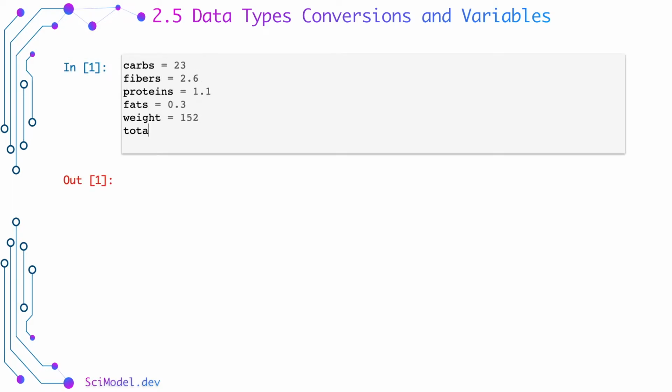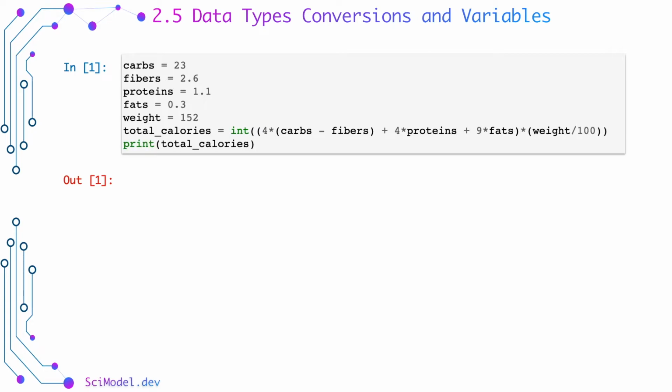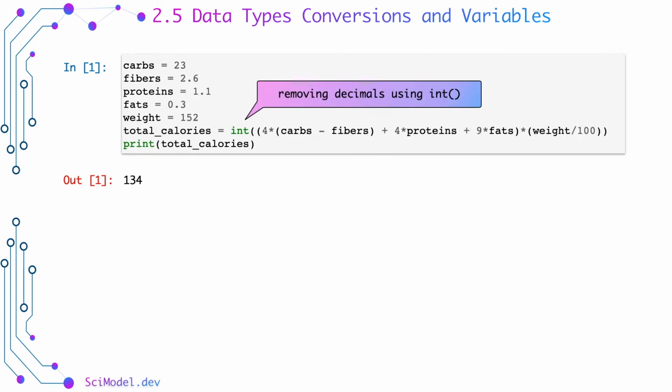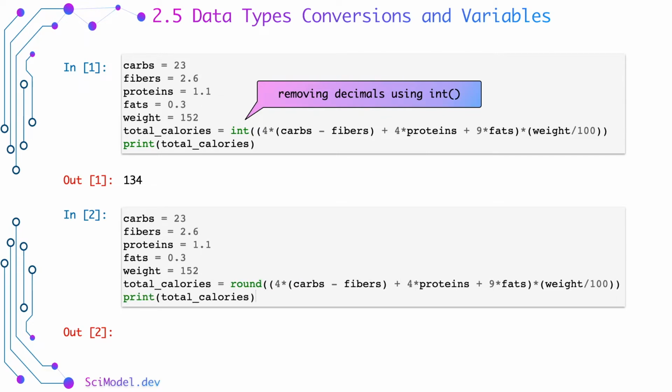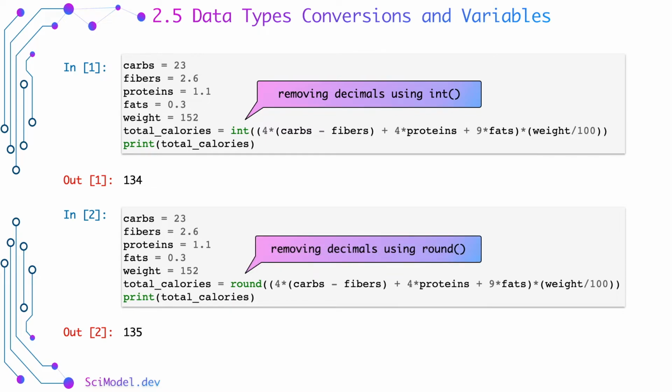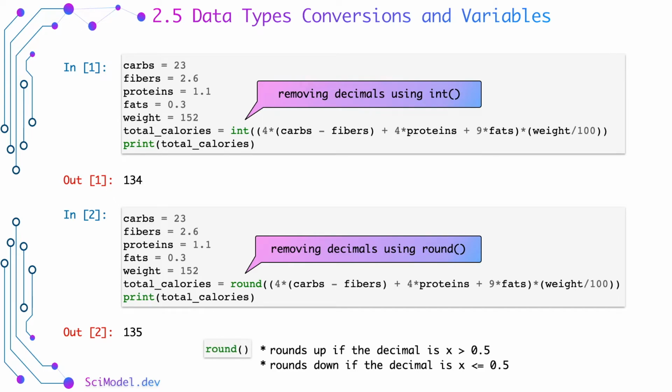The first technique is to apply the int function in Python to convert the float number of total calories variable to integer. As such, int of total calories. The second technique is to use the round function, which rounds up the decimal if it is greater than 0.5, or rounds down if the decimal is less or equal to 0.5.